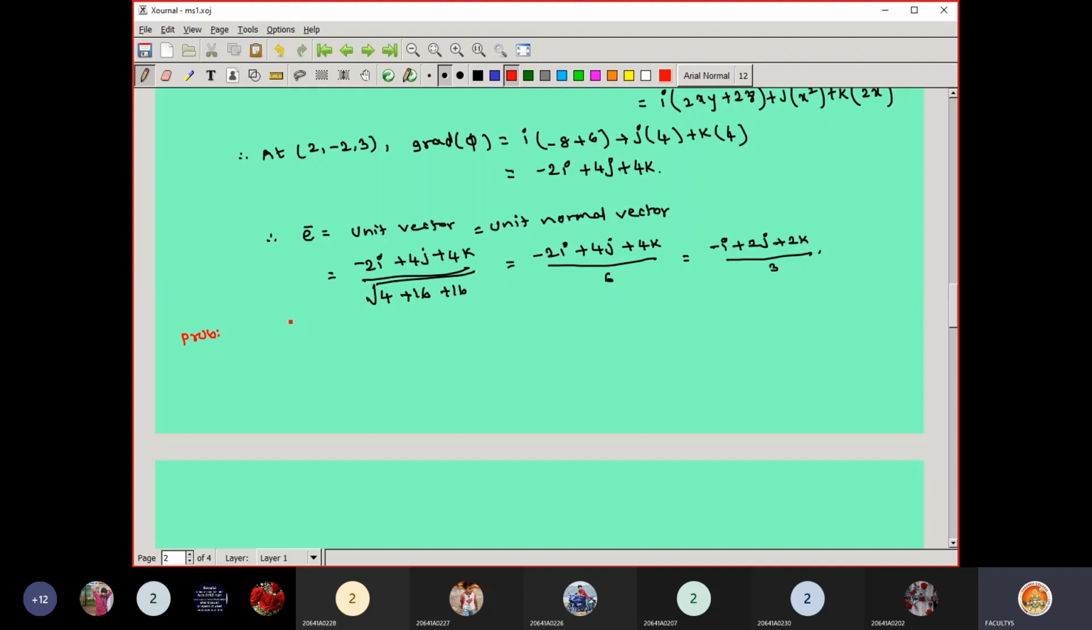Shall I take the next problem now? Find a unit normal vector.